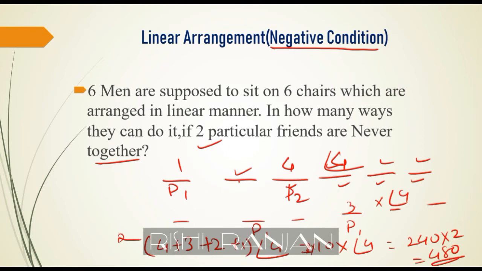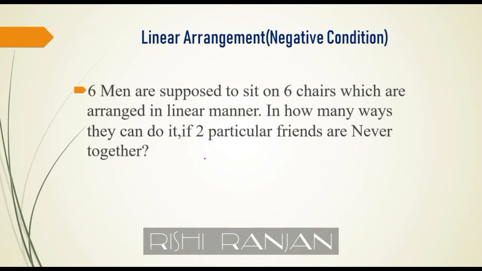This is counted manually. But if I try to get the same answer by shortcut, now look at this. Instead of calculating two friends not together, I can calculate easily when the two friends are together, which was factorial 5 into factorial 2, the previous question. Now here, they're asking two friends not together.